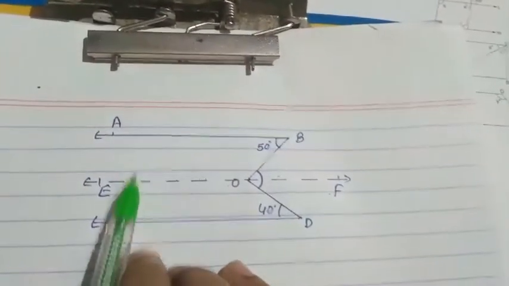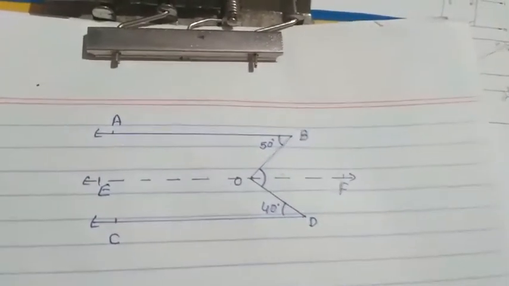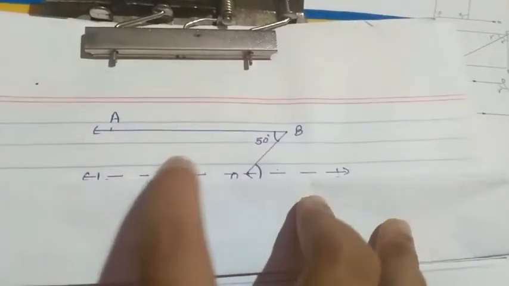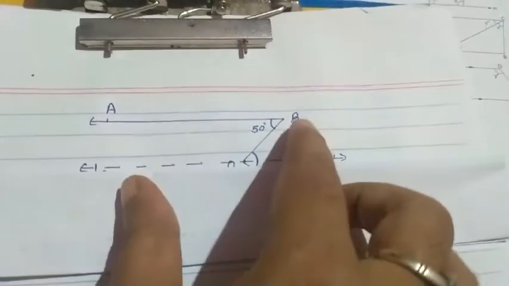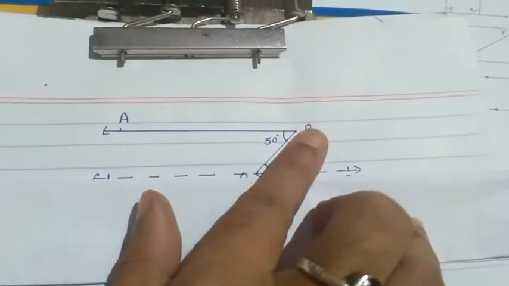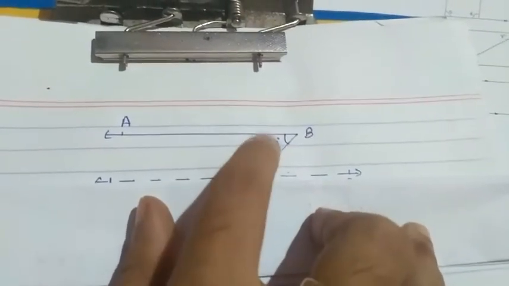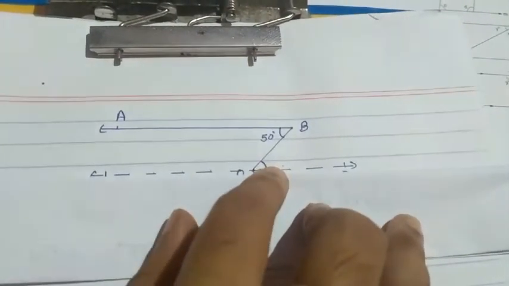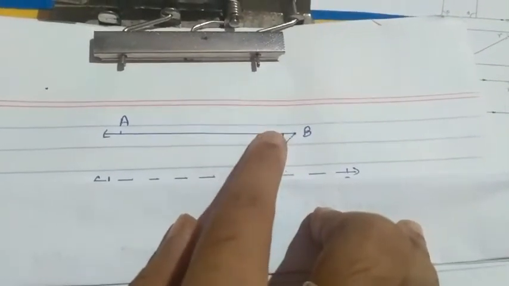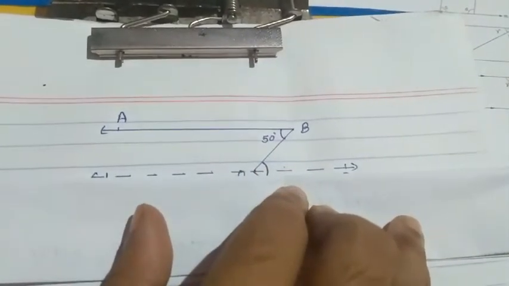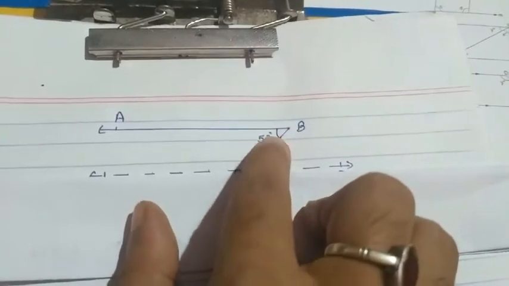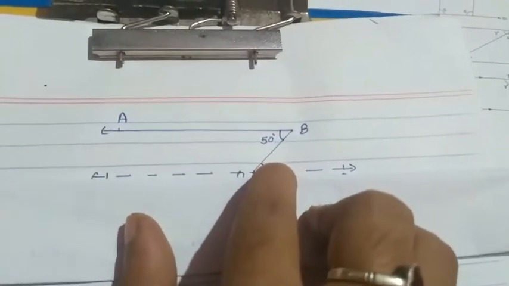Now when this line is parallel to the dotted line, OB is the transversal. That means this angle and this angle are alternate interior angles, and you know that alternate interior angles are equal to each other. That means if this one is 50, this one is also 50.